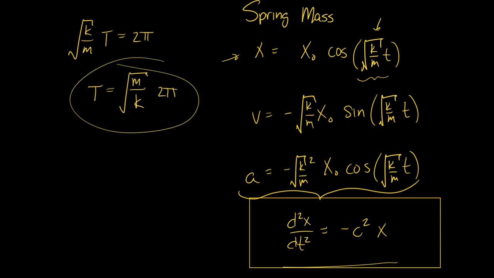This is what's on your equation sheet. This is the period of a harmonic oscillator, a spring mass oscillator. It's taking everything inside that cosine function and setting it equal to 2 pi, and then solving for time. All right.